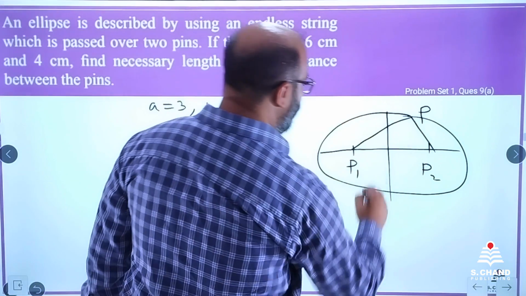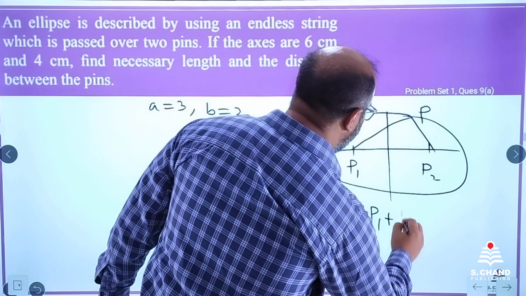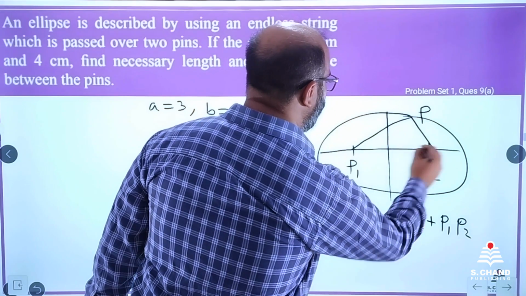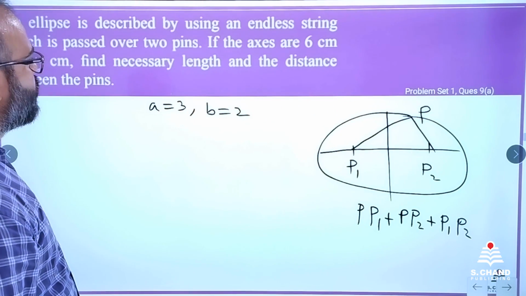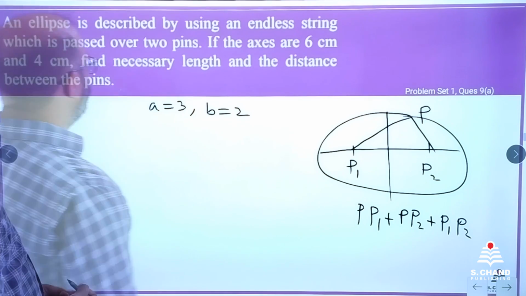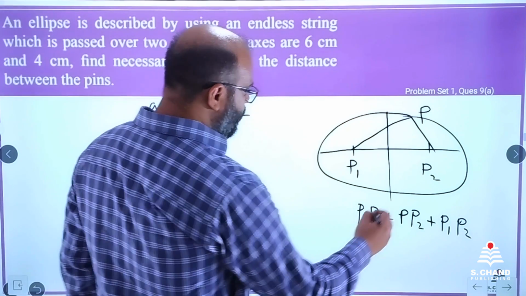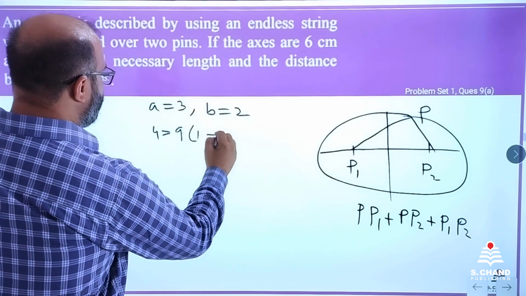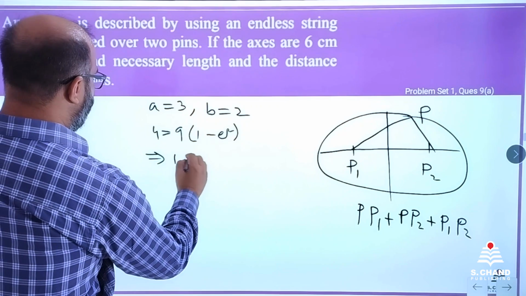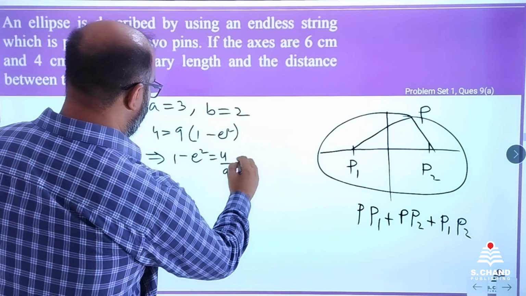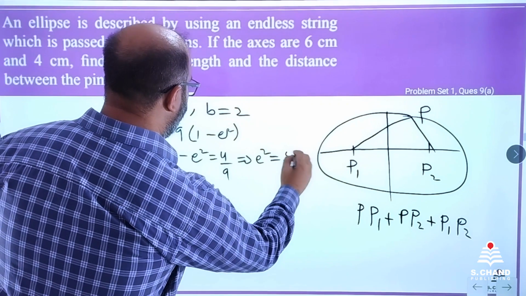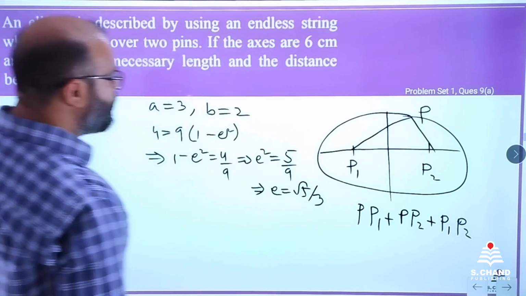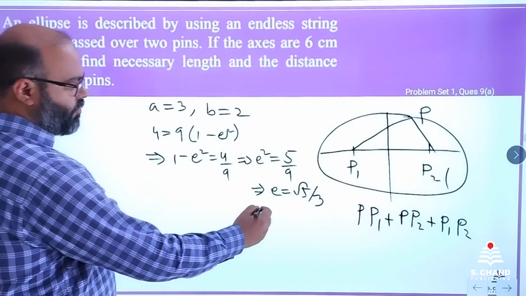So you have to find PP1 plus PP2 plus P1P2, right? This is the total string, this plus this, and the distance between the pins also, that is P1P2. So what will happen? We take first the eccentricity, so B square is equal to A square into 1 minus E square. So this will become 1 minus E square is equal to 4 by 9. So E square will be equal to 5 by 9. So E is equal to root 5 by 3. This is the eccentricity.